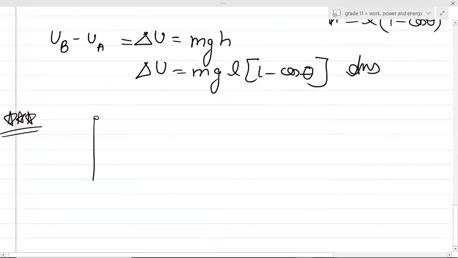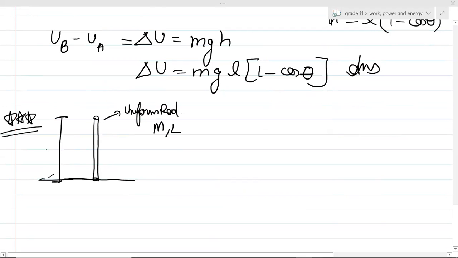Suppose there is a rod which is placed vertically, standing on the ground, in the vertical direction. This is a uniform rod of mass M and length L. What is the length of the rod? L, and the mass of the rod is capital M.